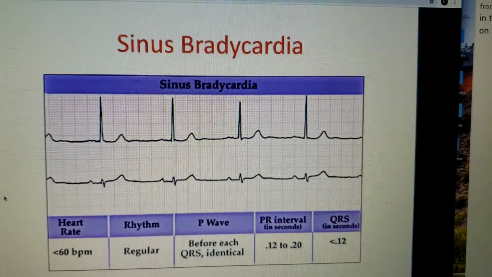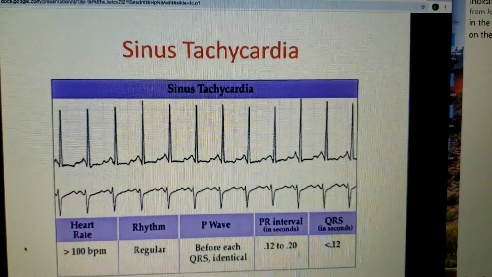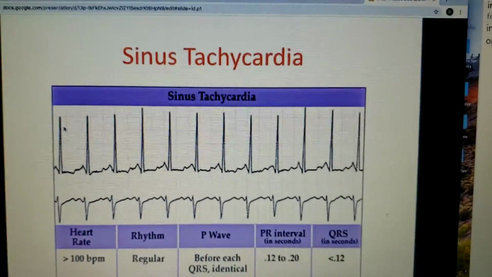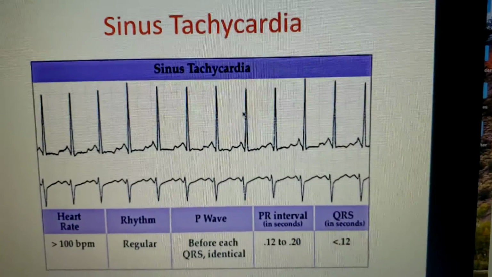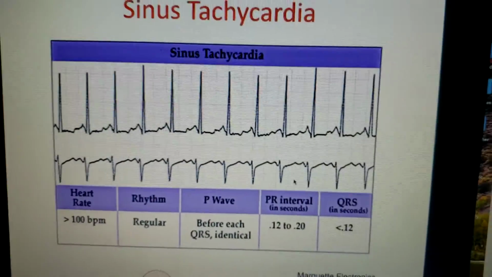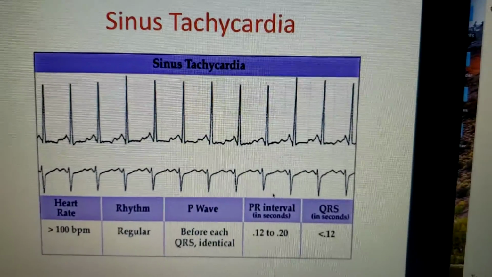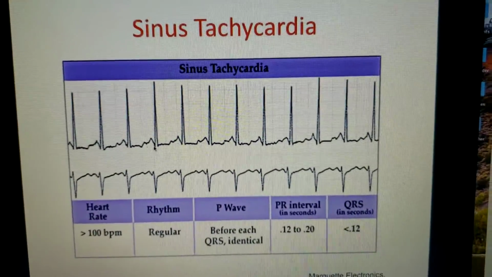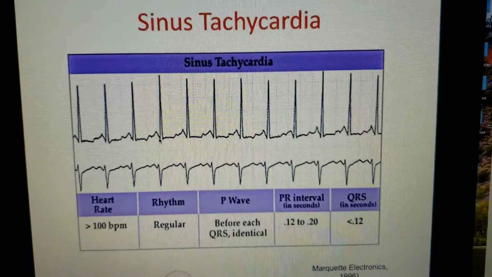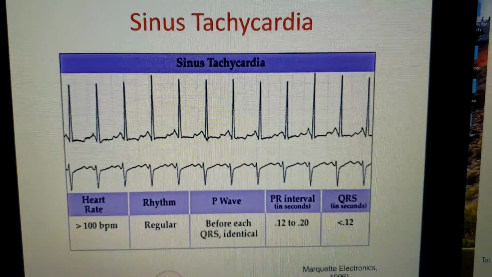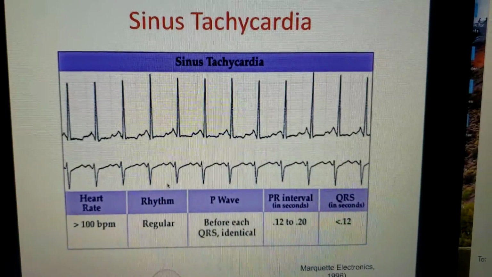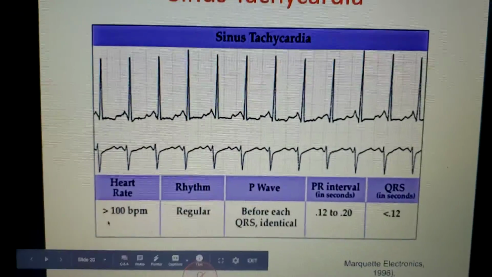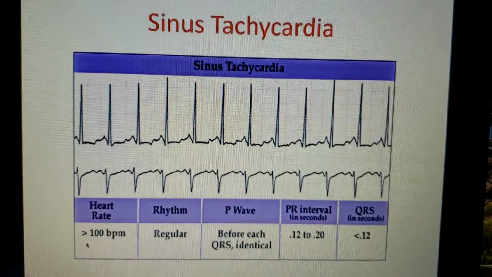Then we have sinus tachycardia. All the same information, except my heart rate is going to be faster. 1, 2, 3, 4, 5, 6, 7, 8, 9, 10, 11, 12, so 120. Sinus tach is going to be at 120. I have P waves, I have QRSs, it's a 1:1 ratio. My PR interval is greater than 0.12 but less than 0.20. I've got a narrow QRS, and these march out consistently. It's a regular rhythm, but it's faster than 100 beats per minute. That is sinus tach.